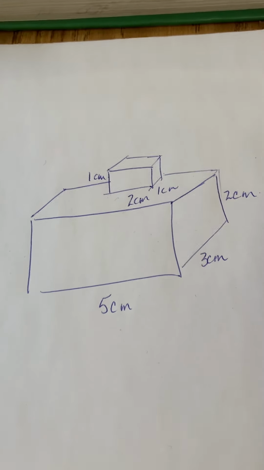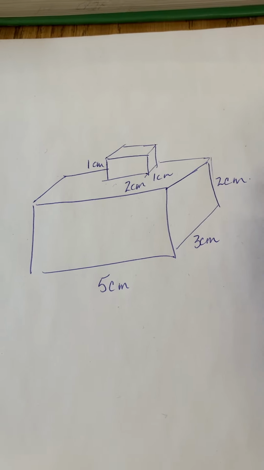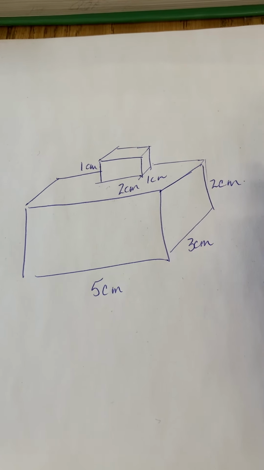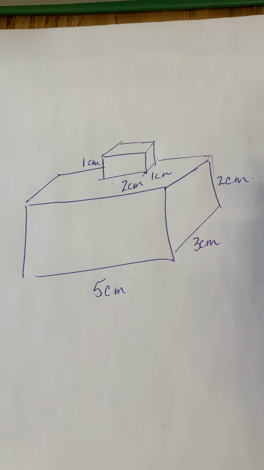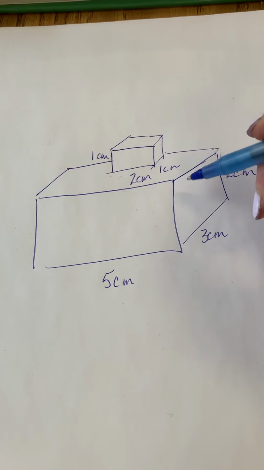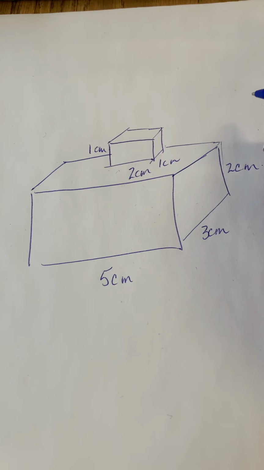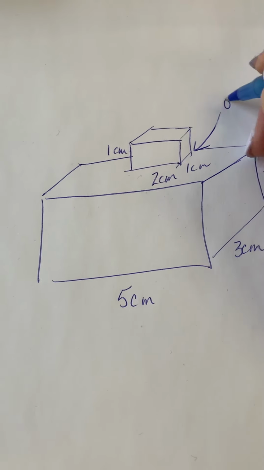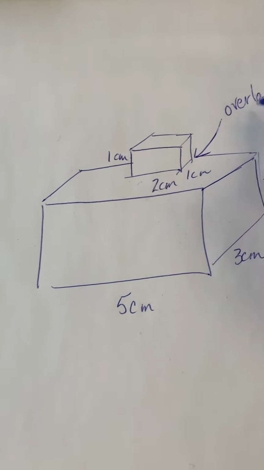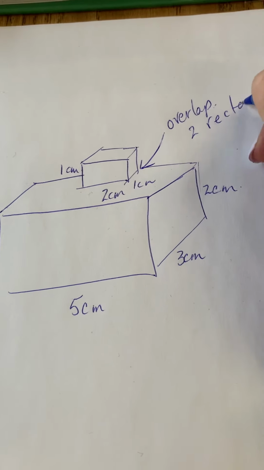Good morning. I told you yesterday that I was going to show you strategy number 2 for finding the total surface area of a composite object. So we're going to do that. Now, in the last video, I showed you how I did this the first time by subtracting overlap in the beginning. So let's just review. This is the overlap, and we know that it's 2 rectangles.